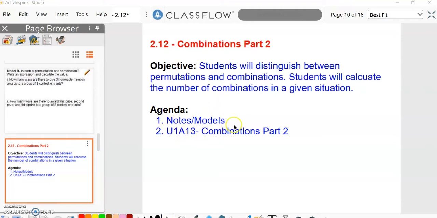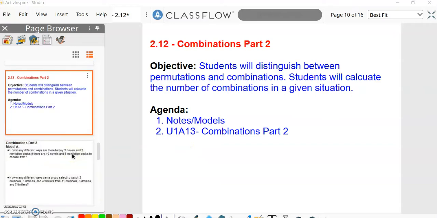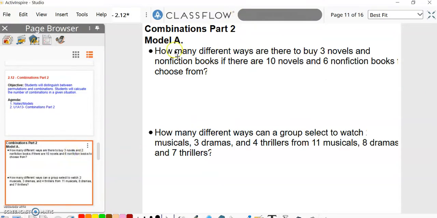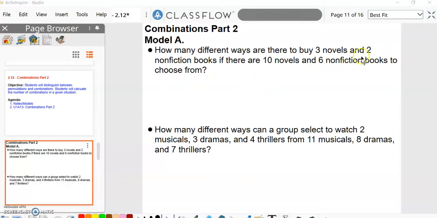Notes, models, and then the assignment that will be done in Canvas. So model A: how many different ways are there to buy 3 novels and nonfiction books if there are 10 novels and 6 nonfiction books to choose from? I realized while reading that there was a number missing. There should be 2 nonfiction books. So we have 3 novels and 2 nonfiction books that we're going to pick, and we can pick from 10 novels and 6 nonfiction books.